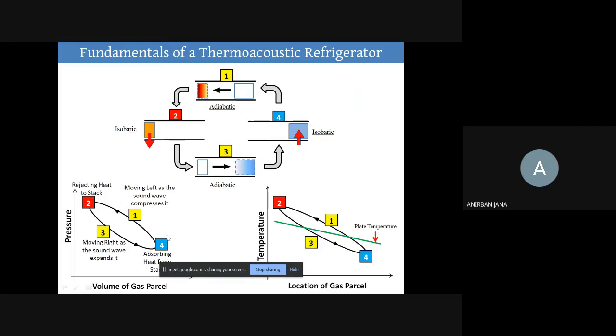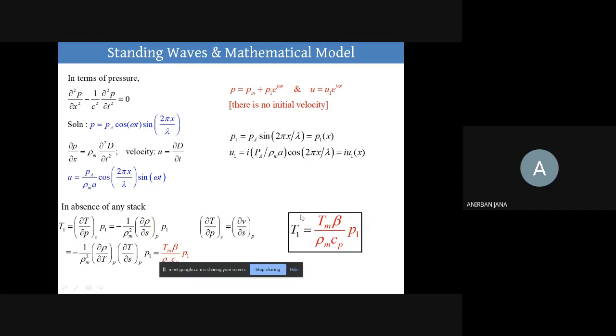I have just made this schematic for the video so that you can keep this picture in mind as we go on. This is the plate temperature, and at 2 the gas is hotter than the plate temperature. We have heat transfer from the gas parcel to the plate. And at 4, the plate temperature is higher than the gas, so you have heat transfer from the stack into the gas. I'll talk a bit about the maths, but not much, because it's too complicated.